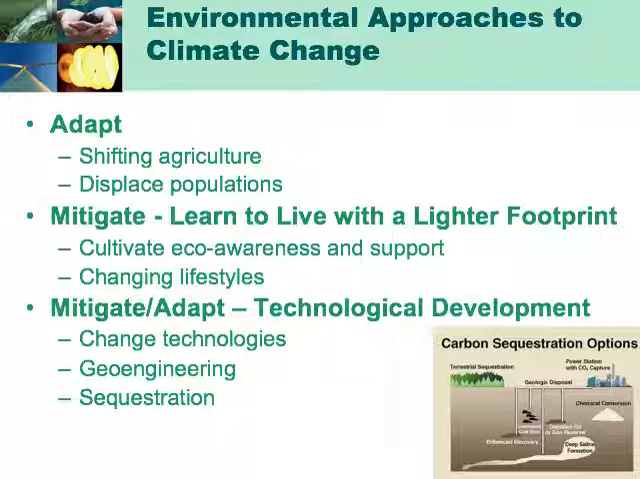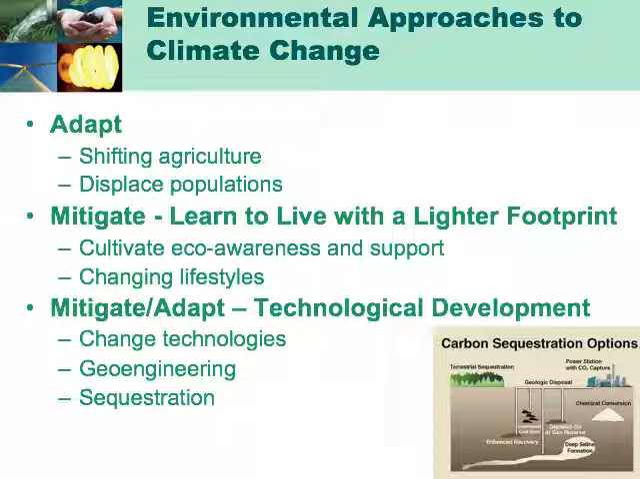First off, how can we adapt? Well, farmers can plant different crops for changing seasons. By shifting agriculture, we might be able to adapt to our changing planet. However, populations will need to be displaced. For example, millions of people will need to move farther away from the coast, since the coastlines will ultimately be impacted as sea levels rise. Mitigation and adaptation can go hand in hand.